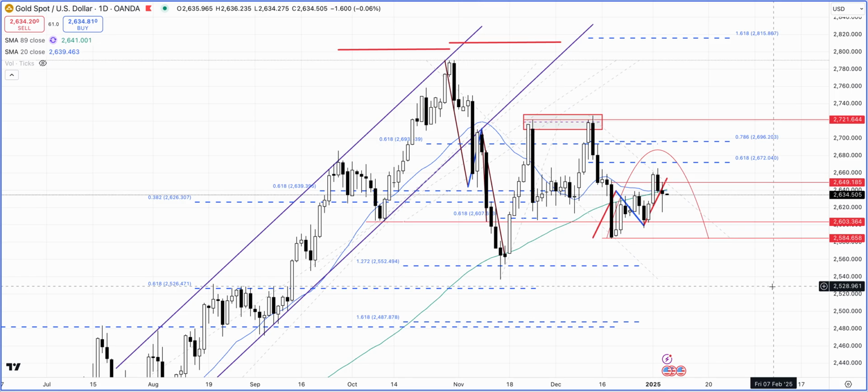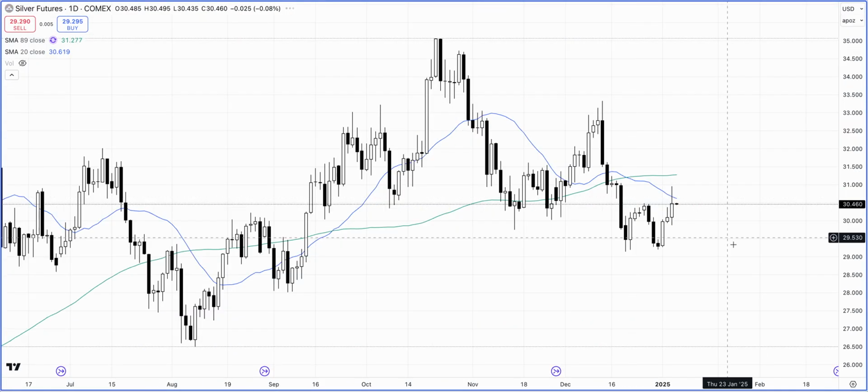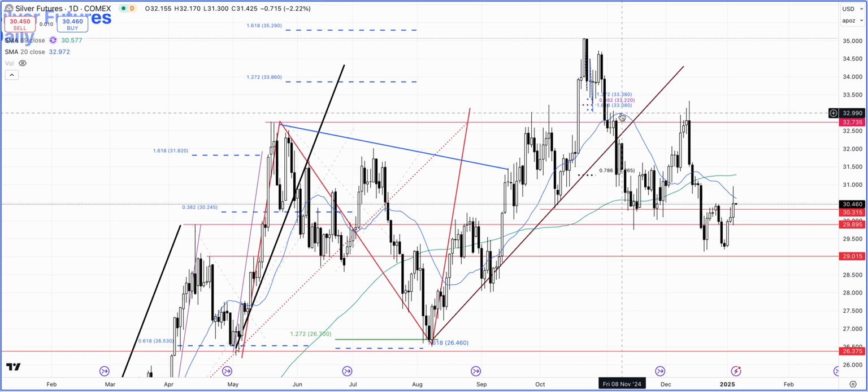Now let's take a look at the silver. So this is the COMEX silver. Here we go.